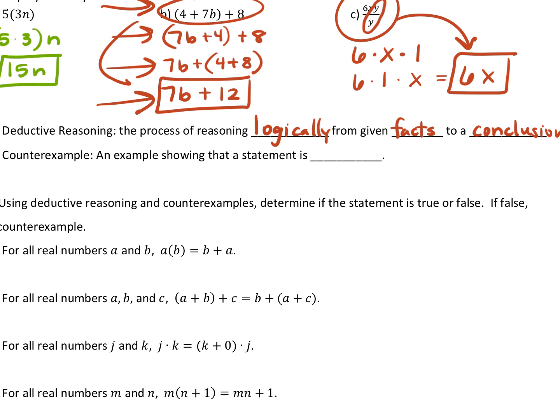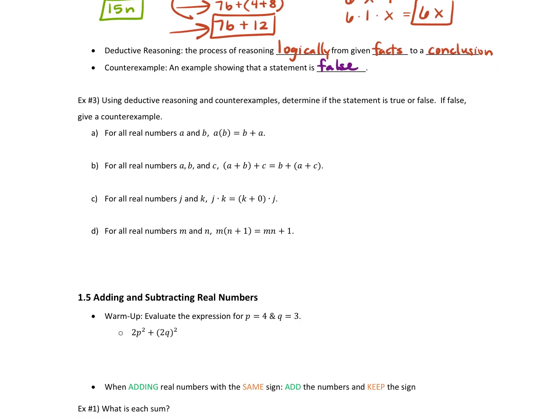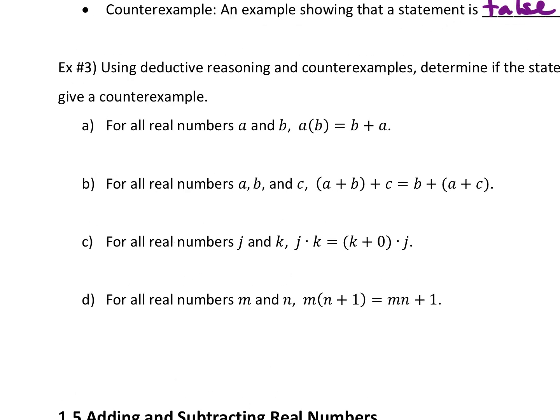That's just one example. A counterexample to a situation is basically saying, here's where this statement is false. Here's where this doesn't work out. So you might come up with a conclusion and then realize, nope, there is a situation that says this won't work every single time. If you can find a situation where it doesn't work every single time, that's a counterexample, okay? So we're going to use deductive reasoning and counterexamples to look at these statements.